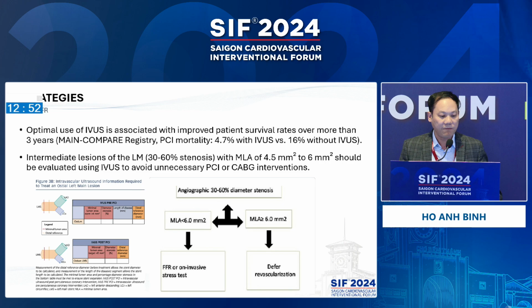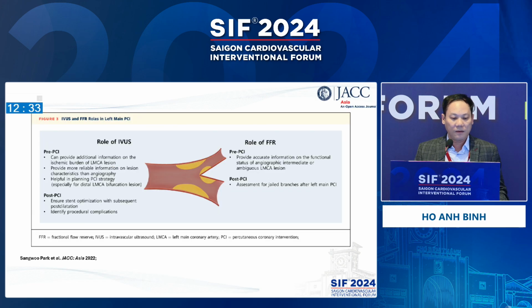Optimal use of IVUS is very important, and it also helps us to reduce the mortality after doing the PCI. And sometimes we can avoid unnecessary PCI or CABG intervention for the patient. The roles of IVUS and the roles of FFR are very clear, whether before the PCI or after PCI.